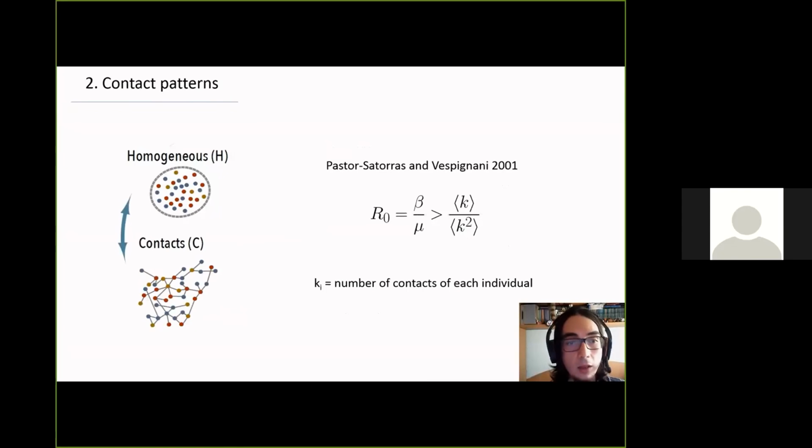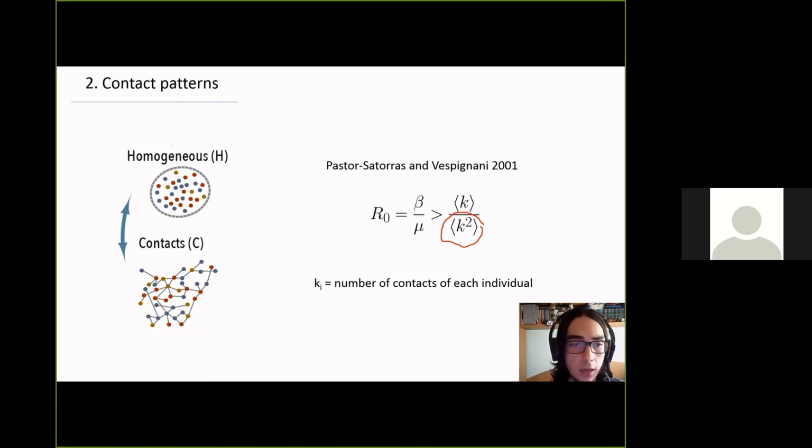Then, by the end of the 20th century and the beginning of the 21st century, networks were introduced in epidemic modeling. So there is this very interesting result by Pastor-Satorras and Vespignani, where they showed that the epidemic threshold depended on the average connectivity of the network, and also on the second moment of the distribution. This was especially important because for certain types of networks, like scale-free networks, this tends to infinity, and thus the epidemic threshold tends to 0.